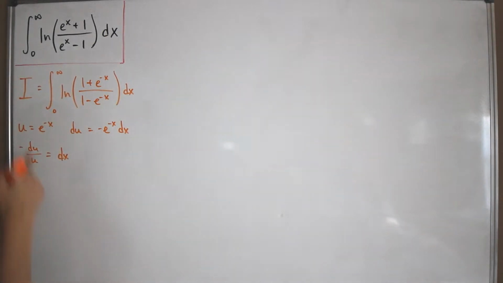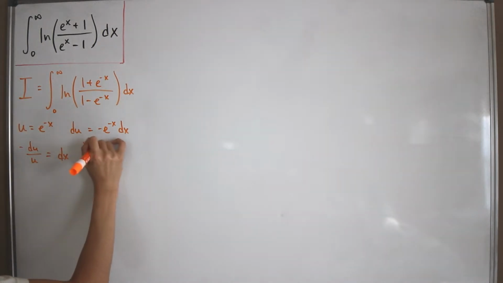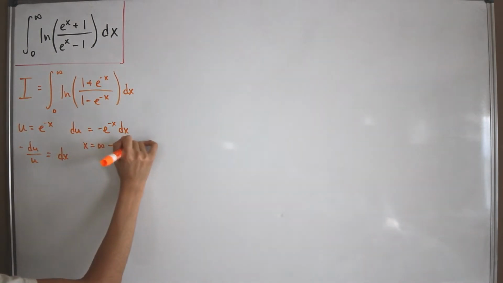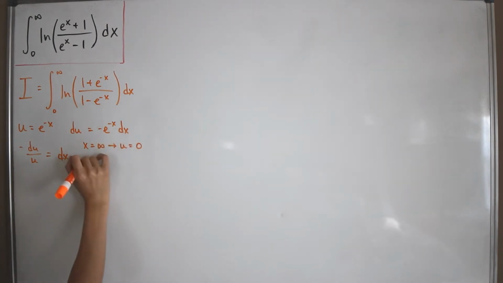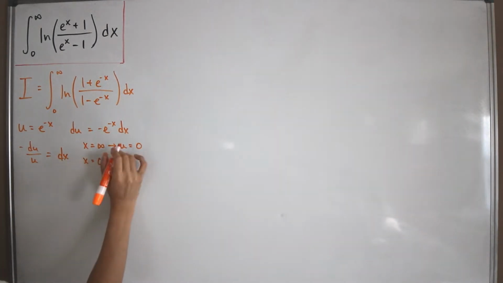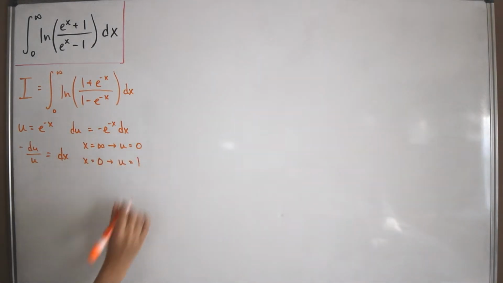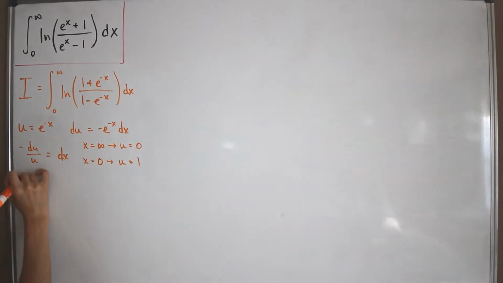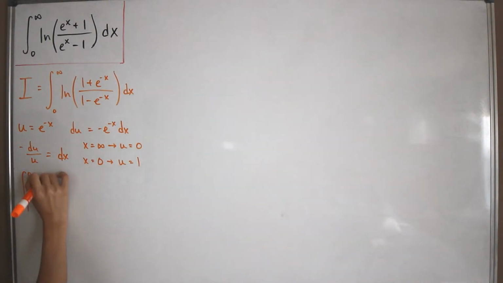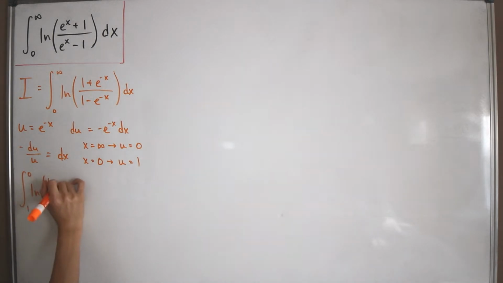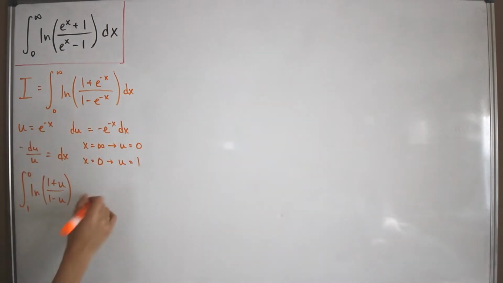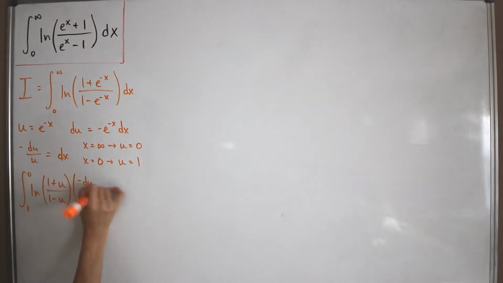And let's calculate the bounds. For x equals infinity, u approaches 0, and if we let x equal 0, then u is going to be 1. So let's put all this back together. Our new integrand in the world of u has bounds from 1 to 0, 1 being the lower bound, 0 being the upper bound, of the natural log of (1 + u) divided by (1 − u), and then we replace this with our dx differential, so this is negative du divided by u.